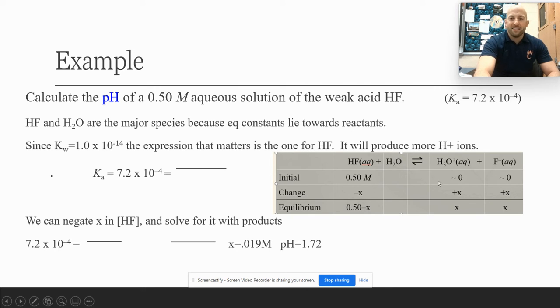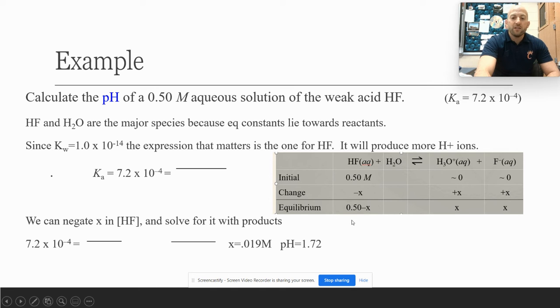All right, we do our ICE table. We start off with about 0 hydronium and 0 fluoride. We have 0.5 molar hydrofluoric acid. We minus X here, and we add X on each one of these. And we have a 1-to-1 ratio of hydronium ions that we're producing for every fluoride ion that we're producing as well. And at equilibrium, we have 0.5 minus X, and over here we have X.